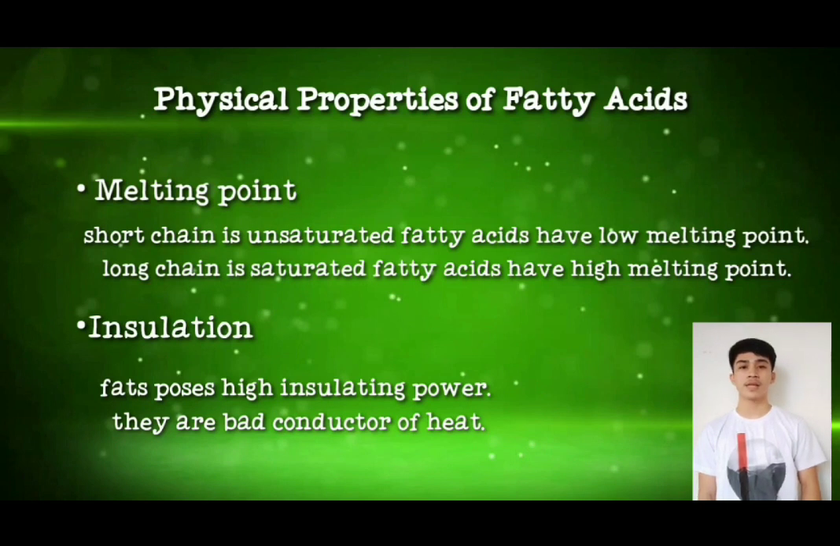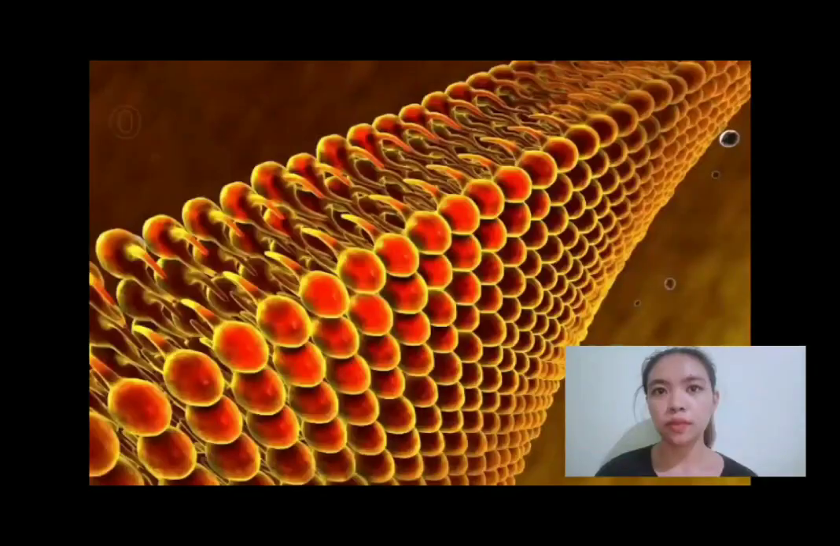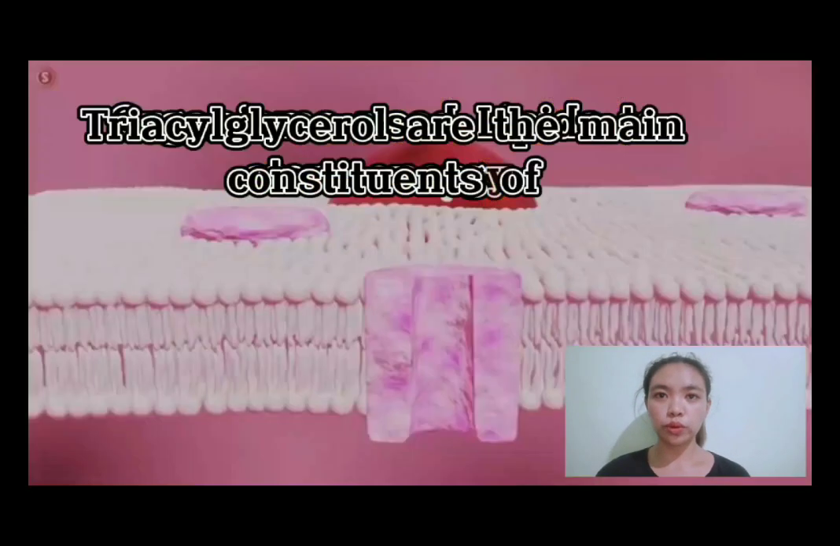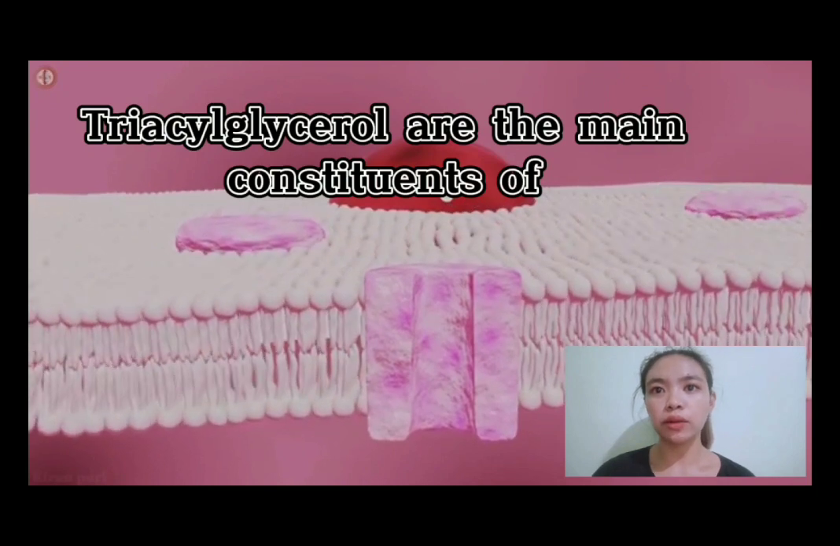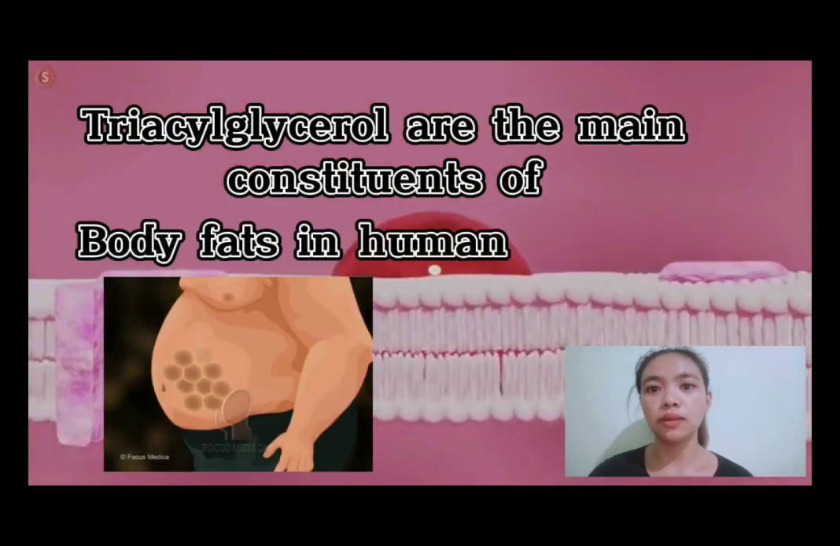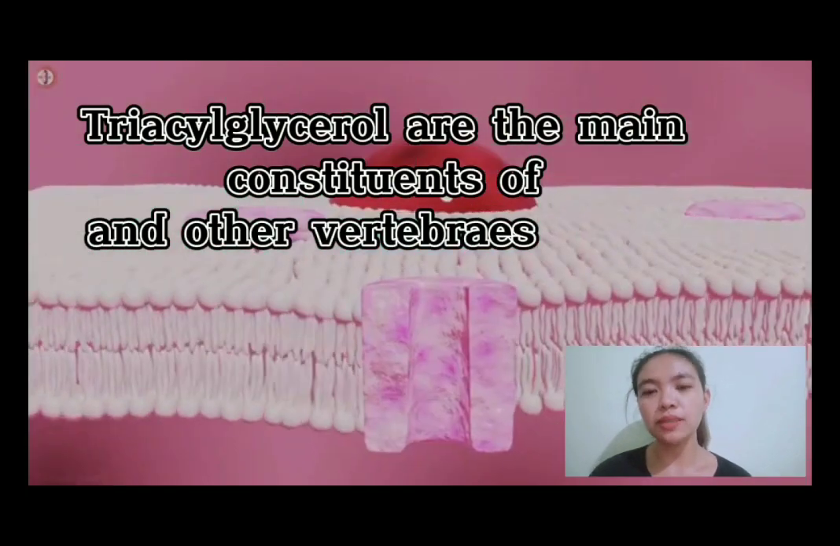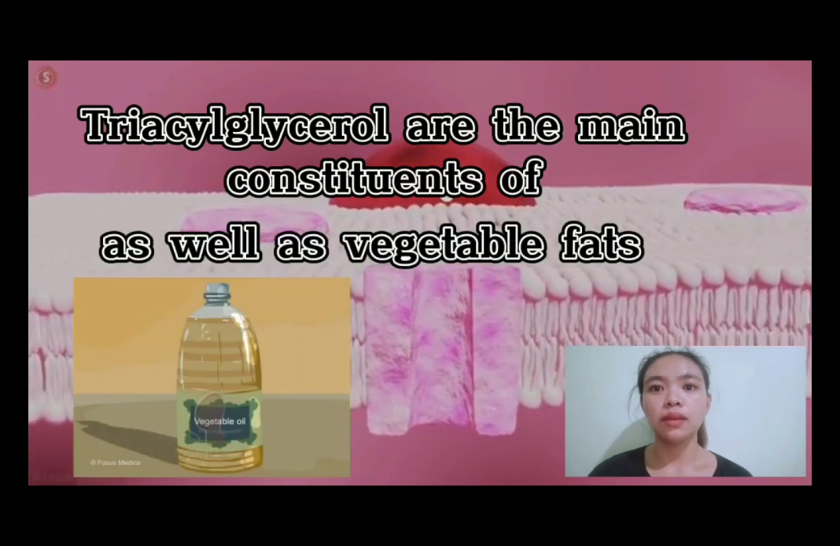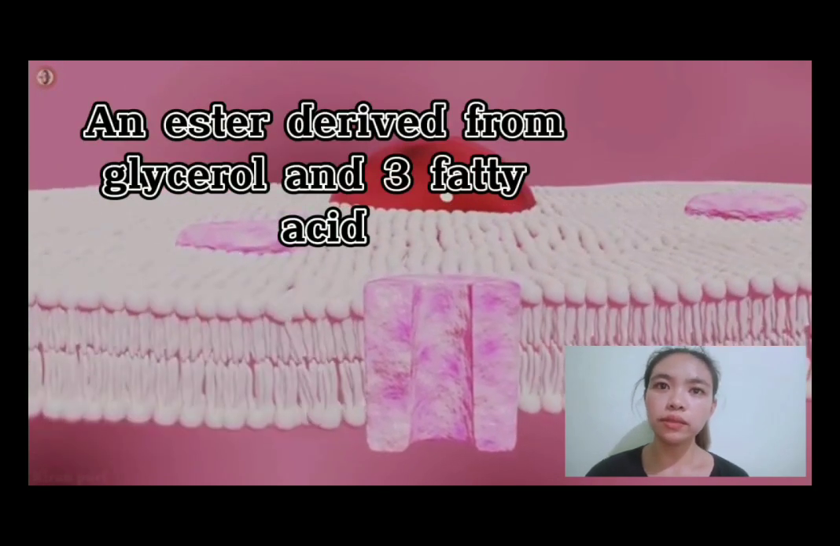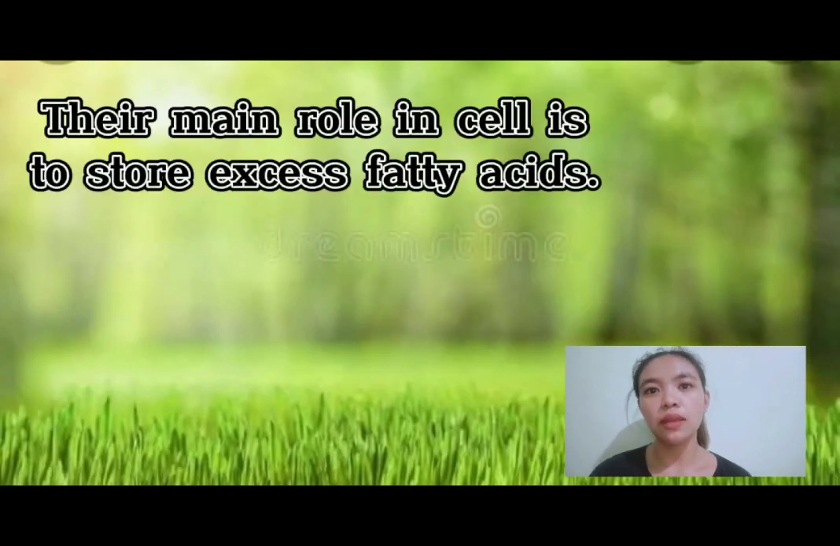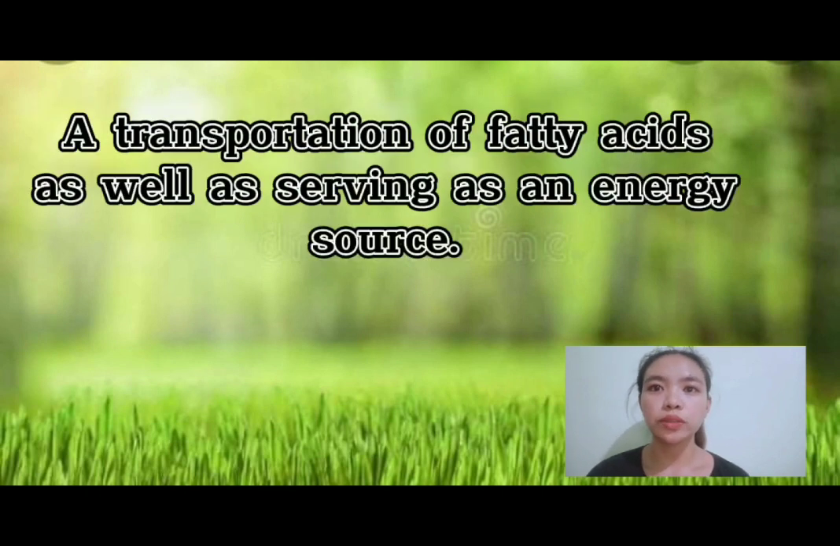Insulation. Fat possess high insulating power. That means they are bad conductors of heat. Organisms use lipids to store energy. Triacylglycerols are the main constituent of body fats in humans and other vertebrates, as well as vegetable fats, an ester derived from glycerol and 3 fatty acids. Their main role in cell is to store excess fatty acids, the transportation of fatty acids, as well as serving as an energy source.